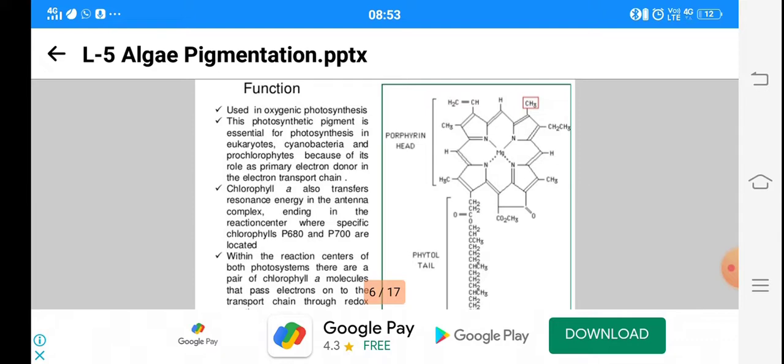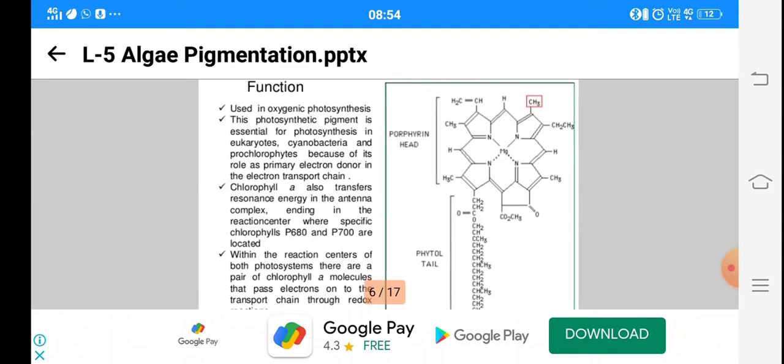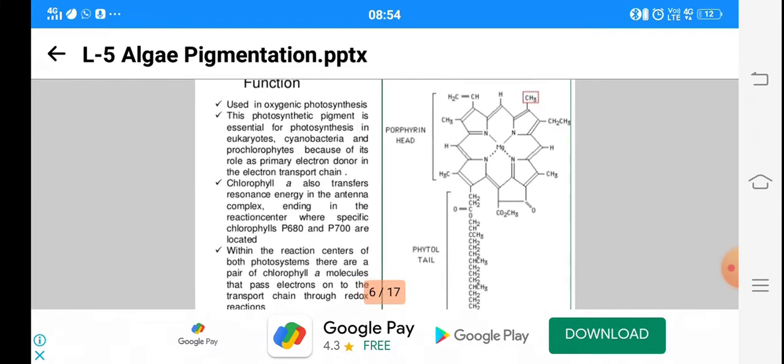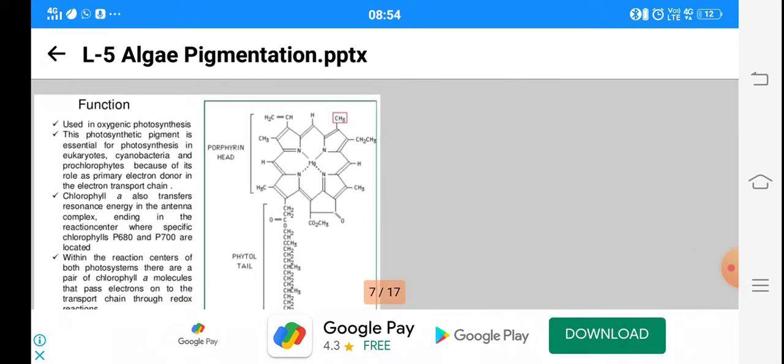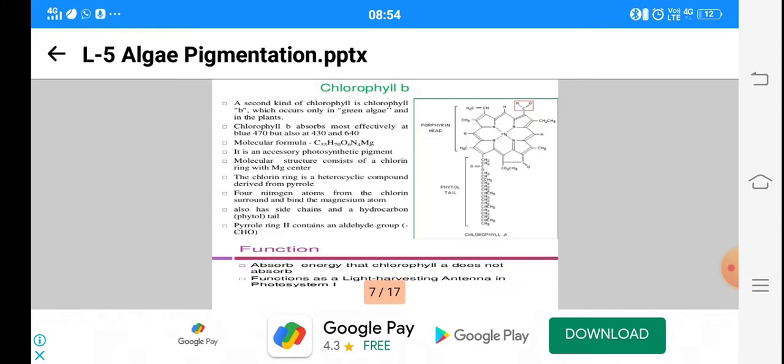Chlorophyll absorbs light and transfers the resonance energy in the antenna complex, and therefore this is important. Then within the reaction center, as per its chemical structure, it shows the transport chain through the redox reaction. So we should know this structure.